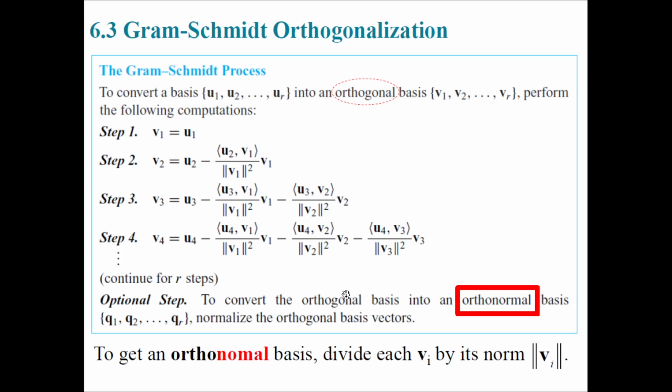Now, optionally, we could normalize all those vectors and get an orthonormal basis. If it's asked in the question, we need to do it. If it's not, well, we avoid doing it because it's just extra computation. So an orthonormal basis is just an orthogonal basis where everybody has norm 1. How do I get the vectors with norm 1? Well, I normalize them. I just divide every vector by its norm. So that's very simple.